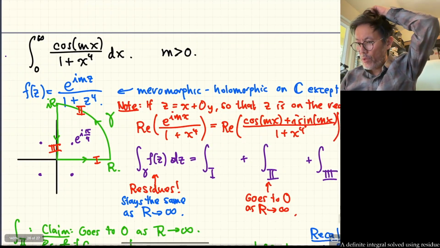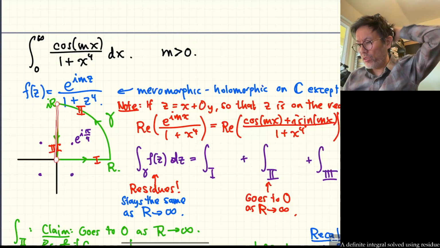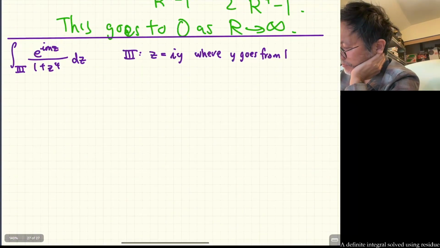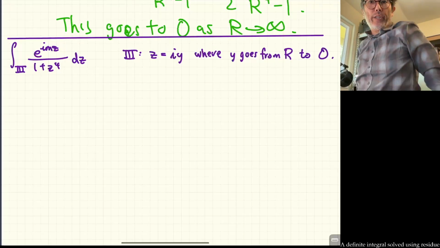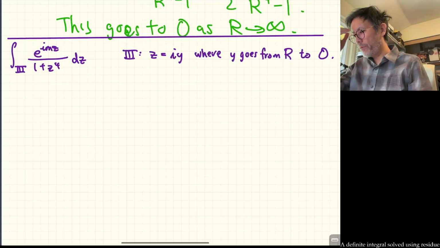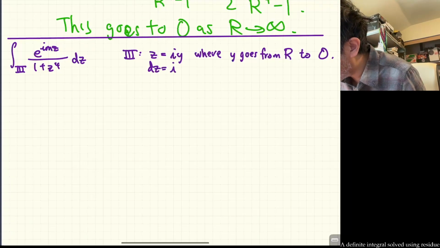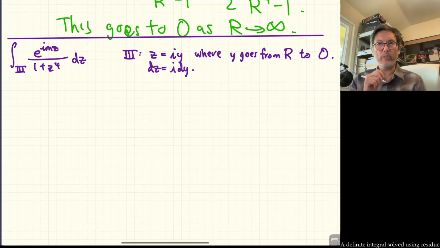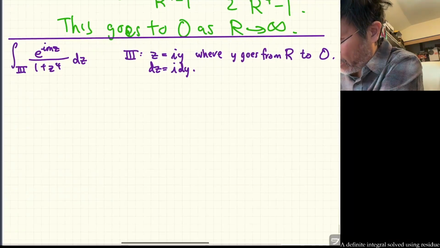We're starting here and then going down to here. So we should start y at r, and then it goes to 0. So it's a little bit weird feeling, because y is decreasing, okay? But that's fine. And then what's dz? dz is i dy, right? Under this parameterization.